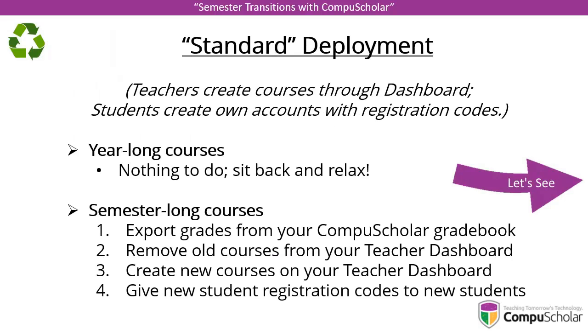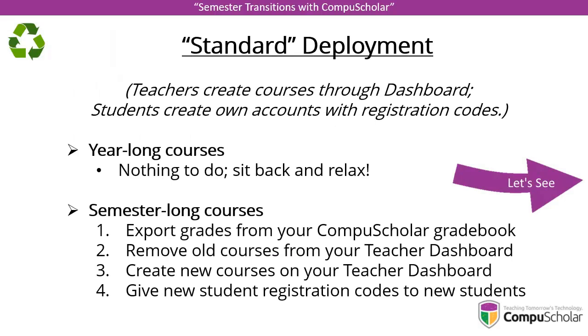Now if you're doing a semester-long course, again, you want to follow those main steps that we talked about earlier. The first step is to export grades from your CompuScholar gradebook, and then if you have any other data you want to save like student submissions or reports, you can do that as well. Then you will remove those old courses from your teacher dashboard, so that's a manual step you'll take as a teacher. And then you will create new courses on your teacher dashboard. Again, that's something you will do as the teacher. And each of those courses would have a new registration code that you could give to your new students, and they can self-enroll themselves in those classes.